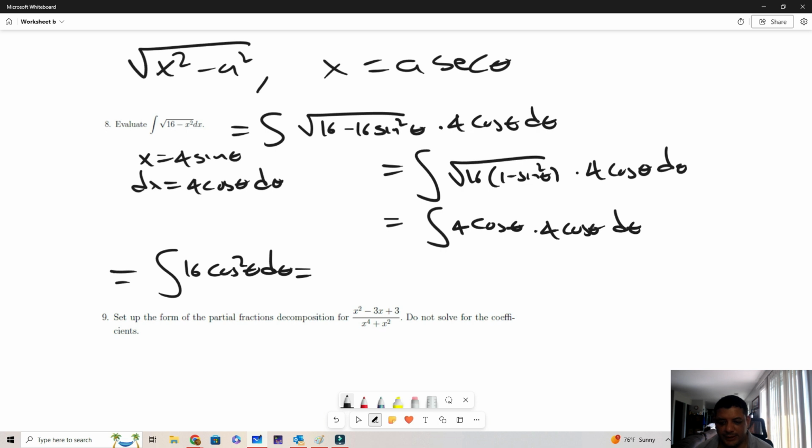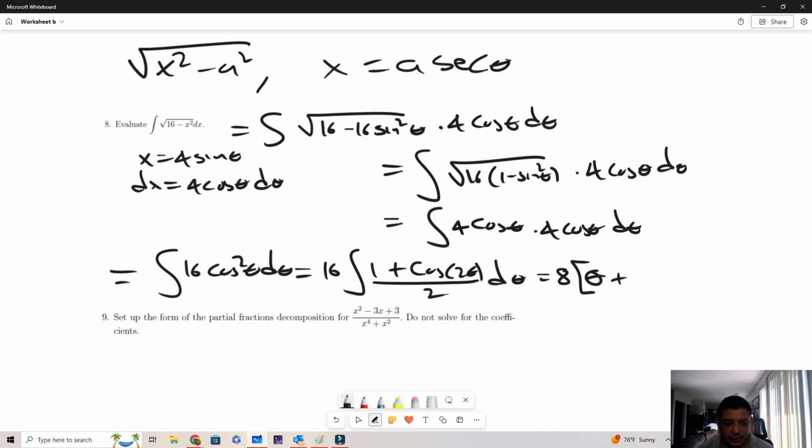To just complete that, we gotta use the transformation of double angle. So this is 1 plus cosine of 2 theta divided by 2. And this is the easiest way to go about this. So this is going to be simplifying to 8 times, and then we have the integral of 1 is theta, and the integral of cosine of 2 theta is going to be, because we have this 2 here, plus 1/2 sine of 2 theta, and then plus c, of course.